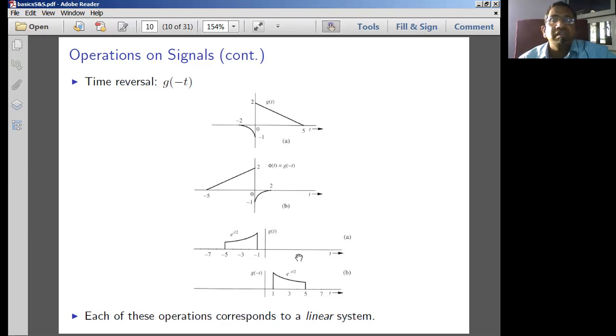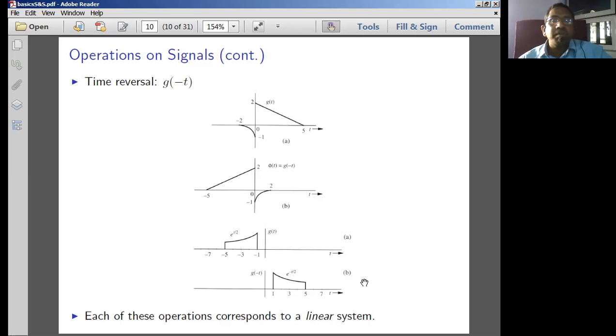Similarly, I have another signal here, if you see carefully. The signal is extending between minus 1 and minus 5. This signal representation is e power plus t by 2. Now the same signal is time reversed. When it is time reversed, minus 1 becomes plus 1, minus 5 becomes plus 5, and the rest of the things remain the same for us. So this is the time reversal type of signal.